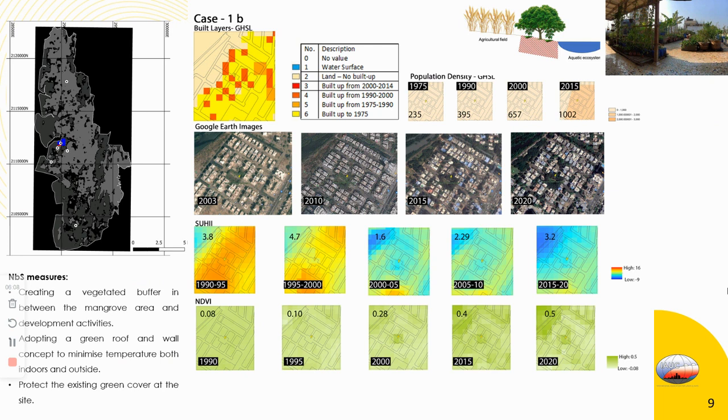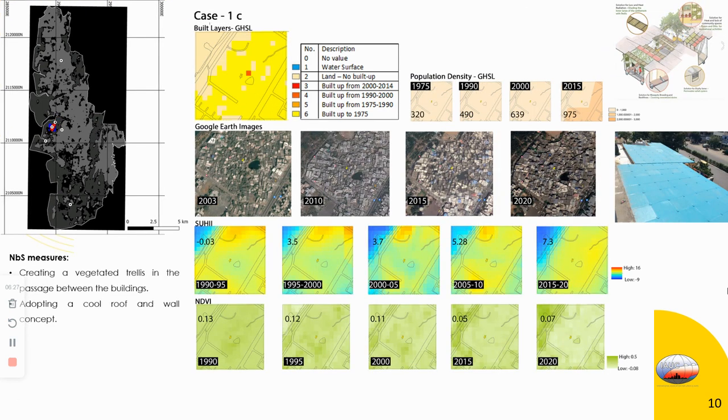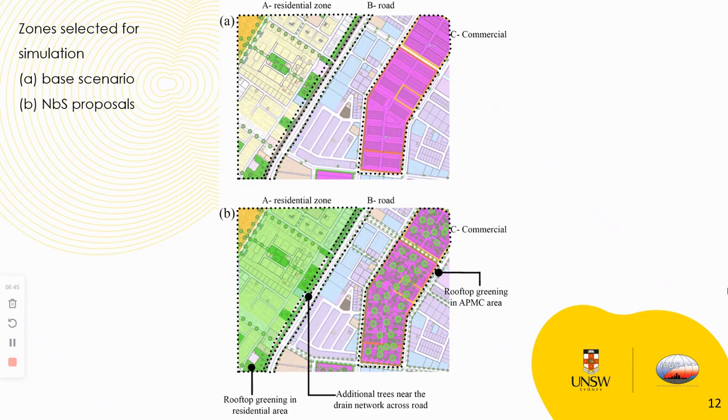For example, if this is a settlement, I think this settlement went from low rise to high rise. However, the vegetated space also grew, from when the vegetative index was 0.08 to 0.5, and it has subsequently reduced the urban heat islands here. So this was another case, for a slum, and the NBS proposal we took was creating vegetated trellis in the passage between the buildings, adopting cool roofs and walls.